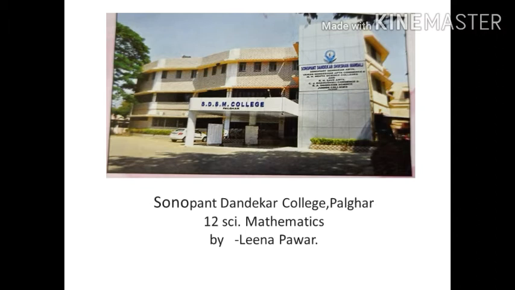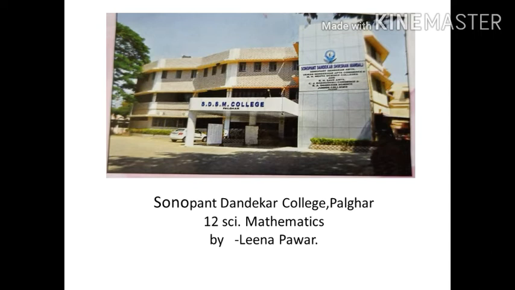Last lecture we have seen the proof of sine rule and cosine rule. Also we have seen the conversion of Cartesian coordinates to polar coordinates and polar coordinates to Cartesian coordinates. So what are Cartesian coordinates? (x, y) are Cartesian coordinates, and (r, theta) are polar coordinates.